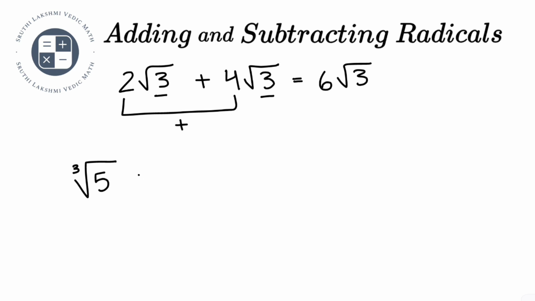Cube root of 5 plus 5 cube root of 5. Now here, we have to check if the indexes are the same. They are. It's 3. Now let's check if the radicand is the same. Both of them are 5. So that means we can add this. Whenever there isn't a number before the root, we have to assume that it equals 1. So that means we have to add 1 plus 5 together, which equals 6, and write down the cube root of 5. So that would be our answer.